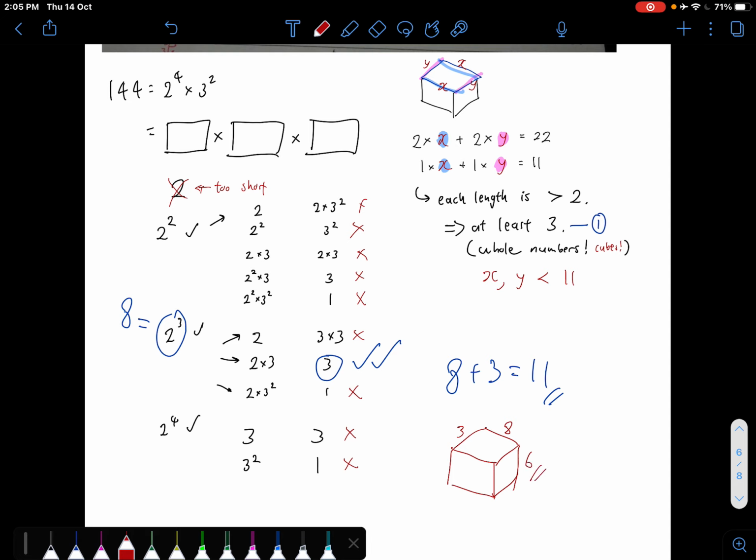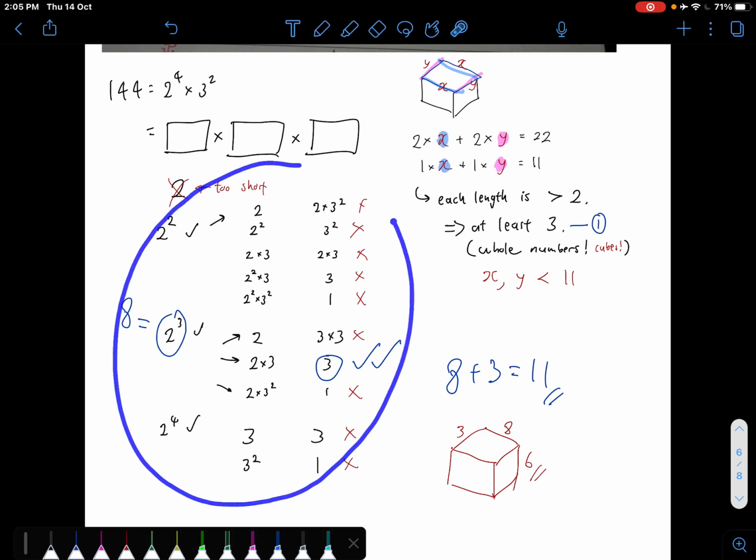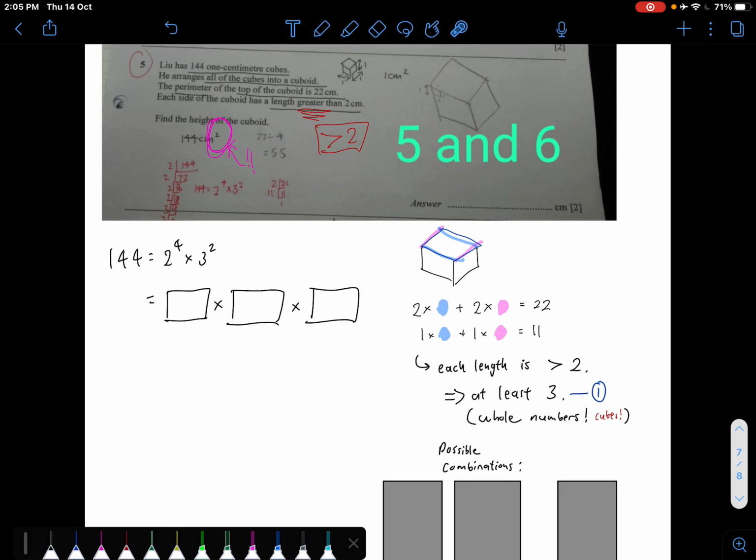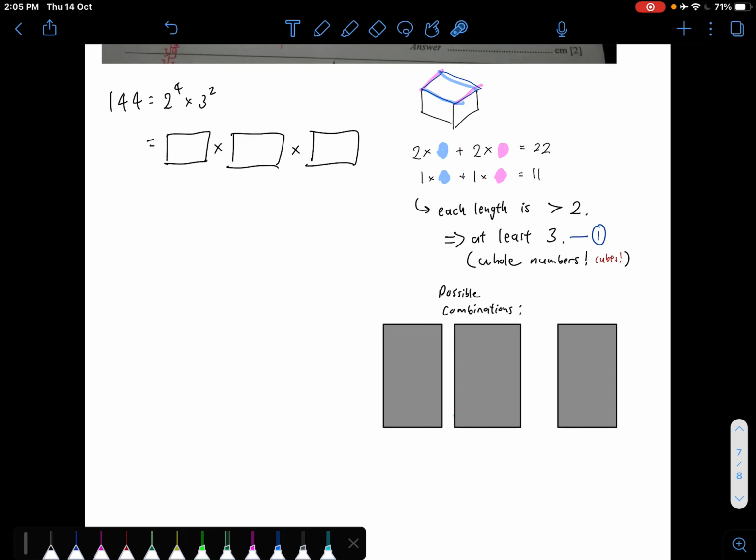So your answer is 6. Okay, this during exam condition is almost impossible to do. Listing out every possibility and checking one by one, too slow. So here's a better method. Still the same thing, we need to do the prime factorization.